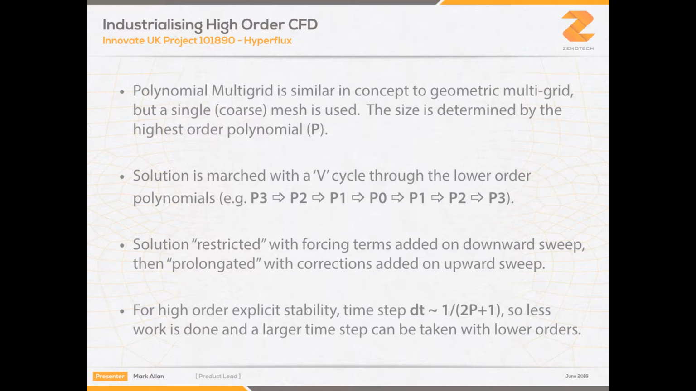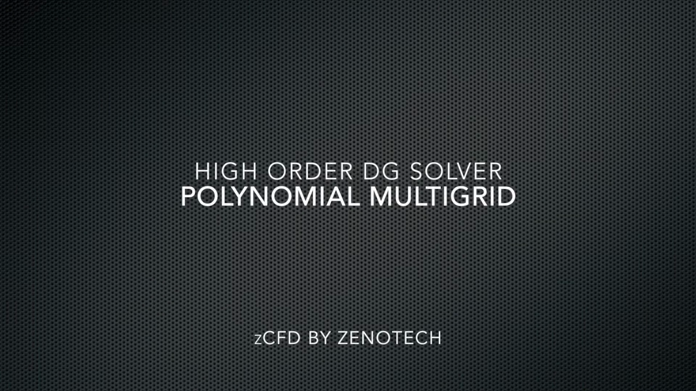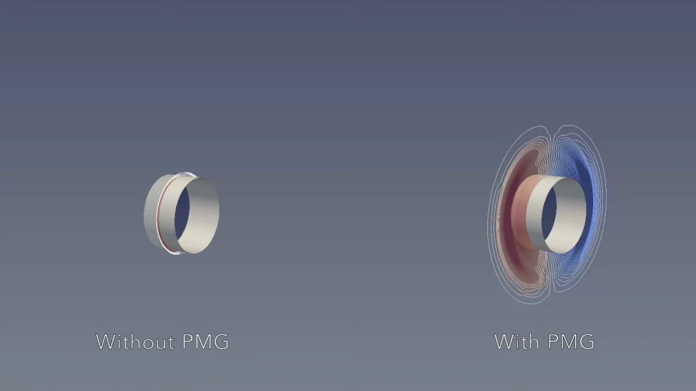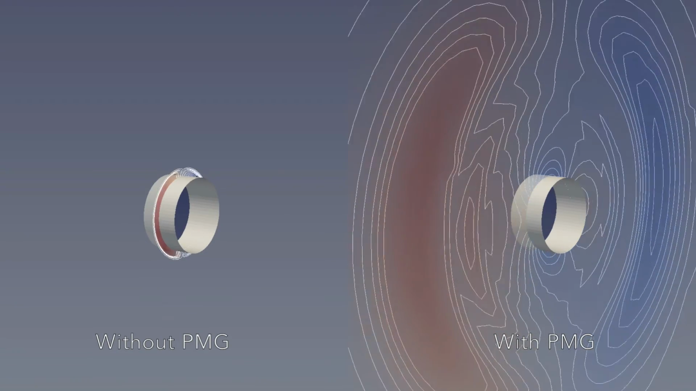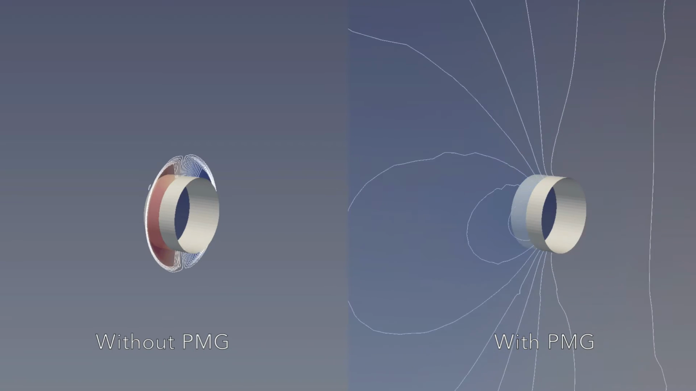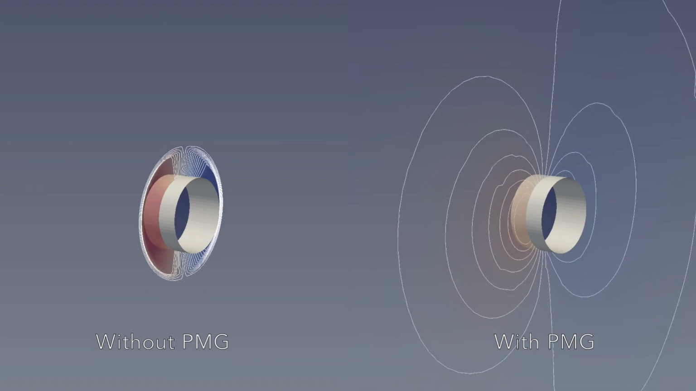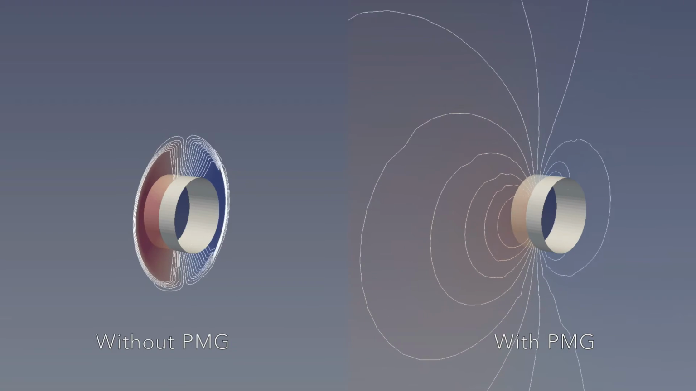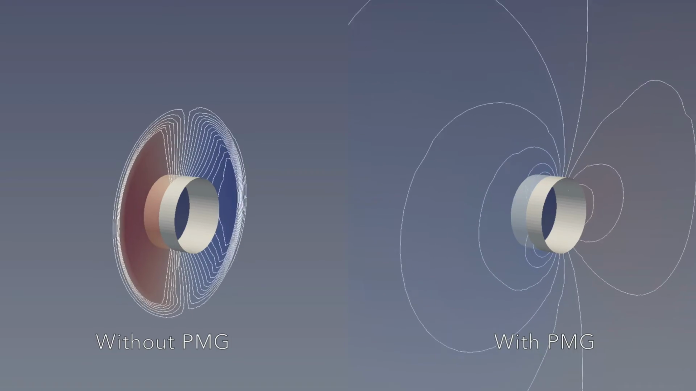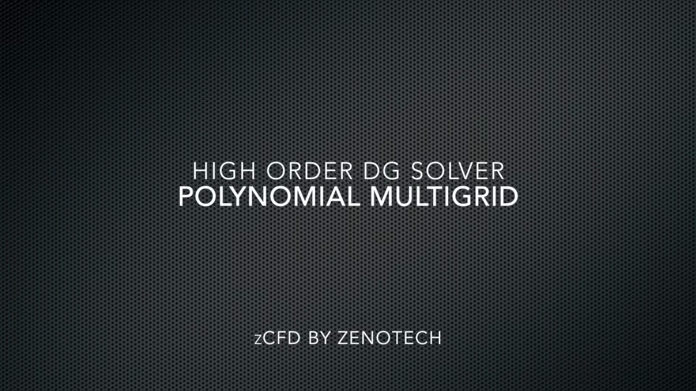So an example of the benefits of this can be seen in this video here. So here we can see the initial transient disturbance, which occurs when the cylinder suddenly appears in a uniform flow. And so on the left we see the case where we do not have polynomial multigrid, and then on the right we have the case with polynomial multigrid. And as we can see, with the polynomial multigrid, the effect of the disturbance is transmitted throughout the domain a lot faster than when we don't have the polynomial multigrid convergence acceleration.